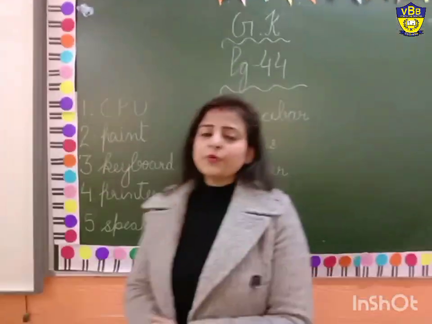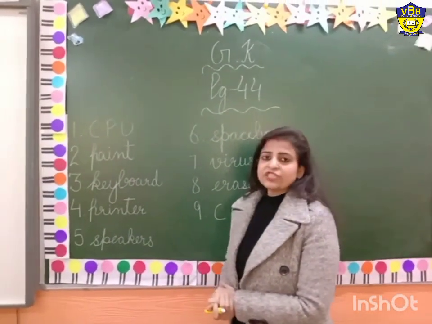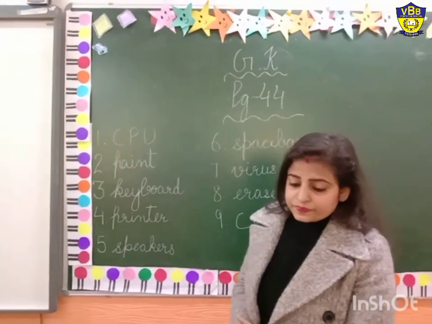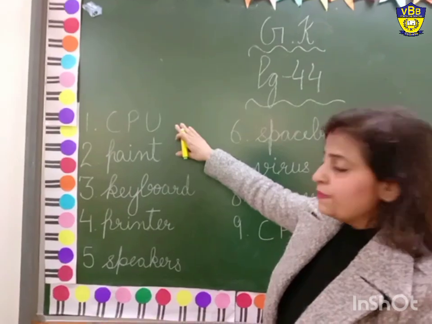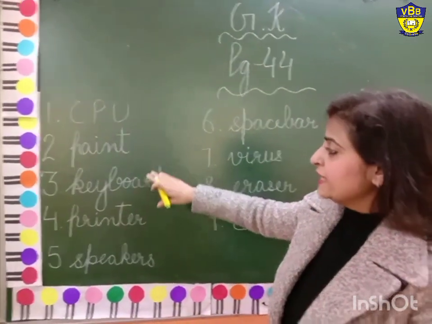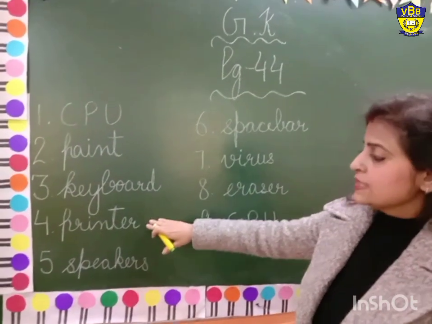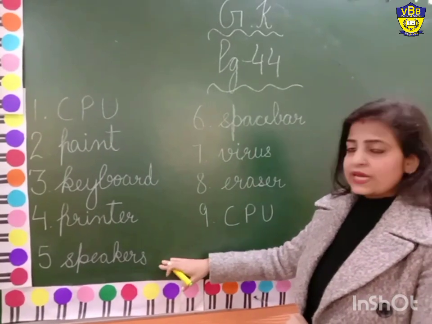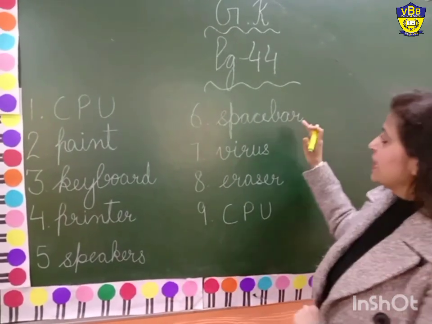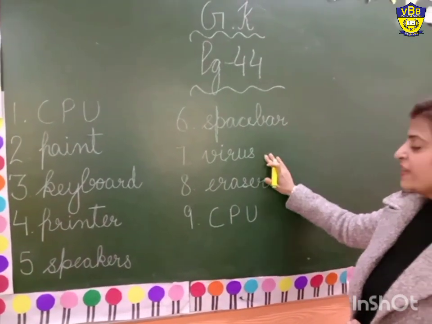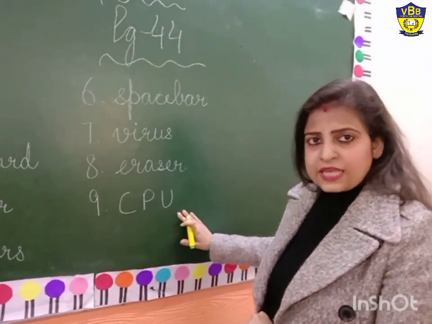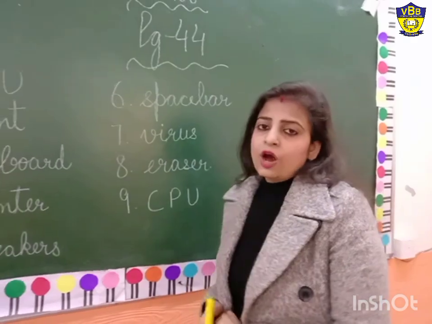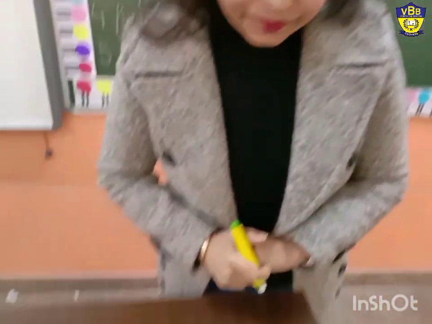So, I hope you have completed this page. I am repeating again. The answers are: CPU, then paint, then keyboard, then printer, then speakers, then spacebar, then virus, then eraser, then CPU. Okay. Now back to the book again.